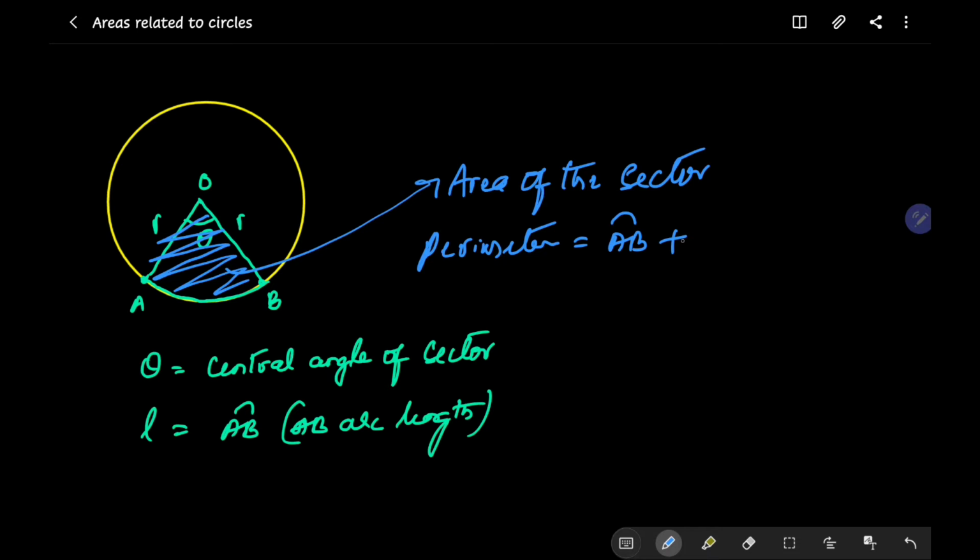The perimeter of the sector is the sum of the arc length AB with the two radii. So perimeter P is equal to L plus 2R.